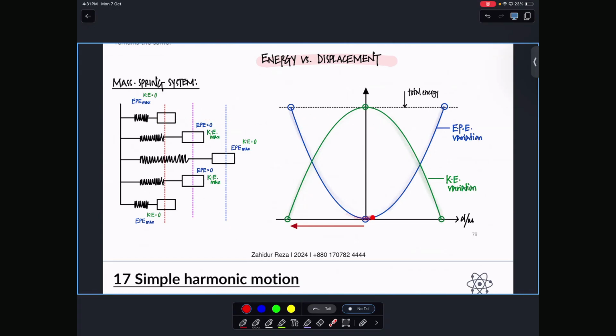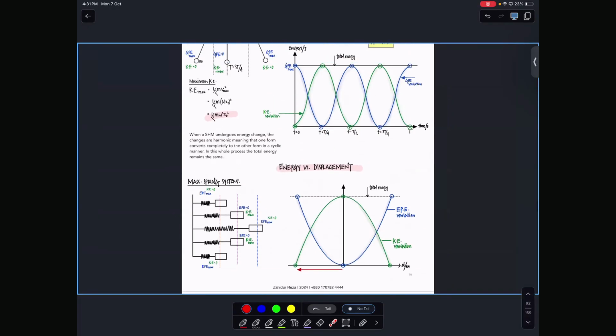Okay, so it's basically displacement version here. What you see here, both of these graphs are actually graphs for simple harmonic motion. One of them is with respect to time for energy. The other one is with respect to displacement for energy.